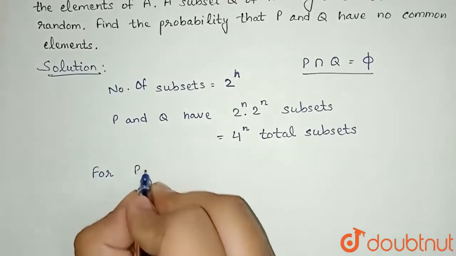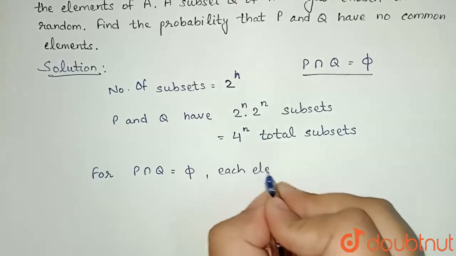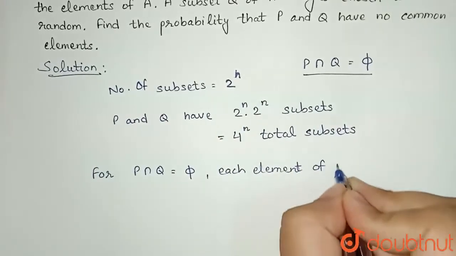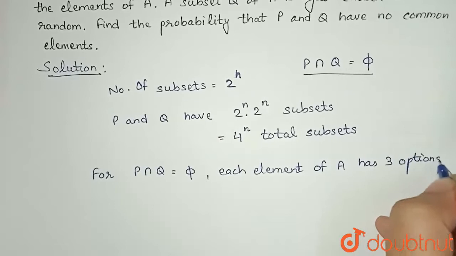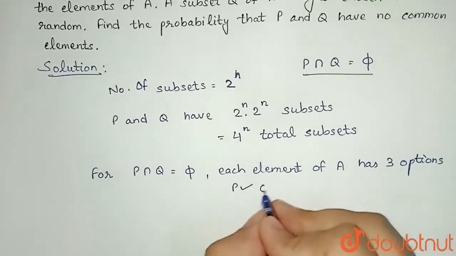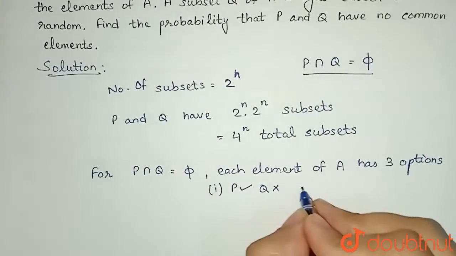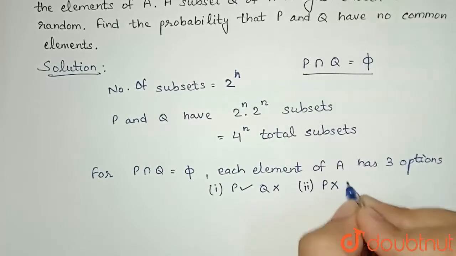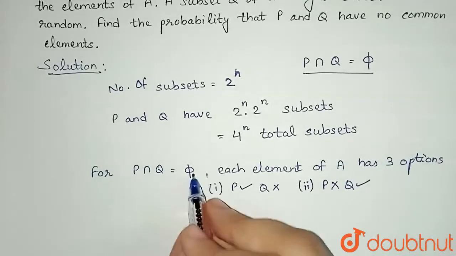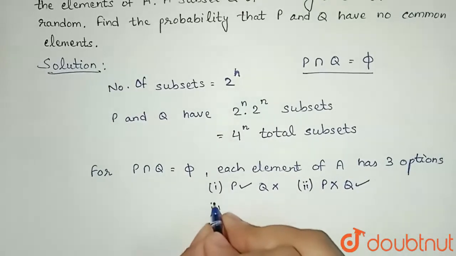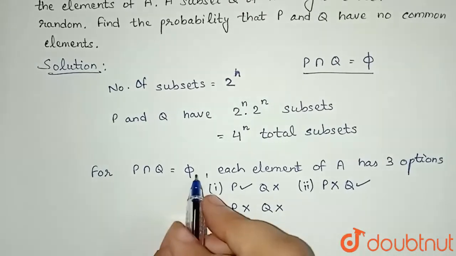So for P intersection Q to be equal to the empty set, each element of the set initially considered, A, has 3 options. And what are those 3 options? If it goes to set P, then it should not be in Q, otherwise the intersection will not be empty. The second case can be that it does not go to set P, but it goes to set Q. In this case also P intersection Q will be empty. And the third case I can consider is that the element will not go to P and not go to Q. Again, P intersection Q will be empty.